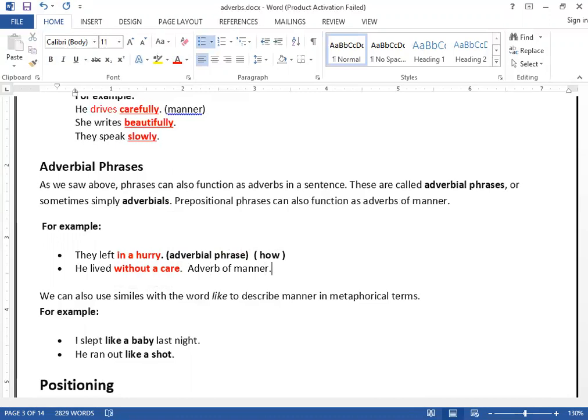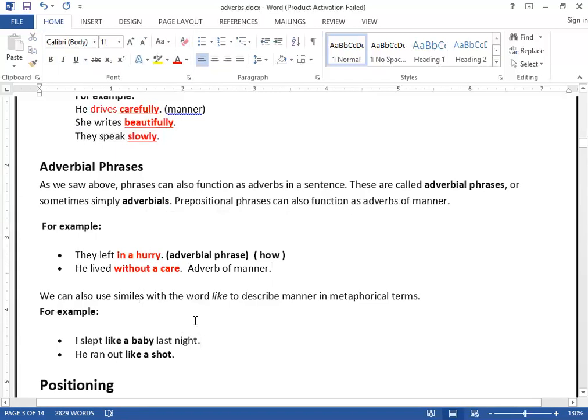What I mean by this is that an adverb of manner can be one word, and an adverb of manner can be an adverbial phrase. Clear? Like in the above one, they speak slowly. So in this case, adverb. But in these others, we call them what? Phrases.